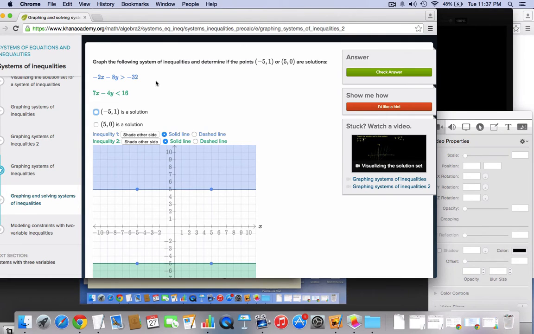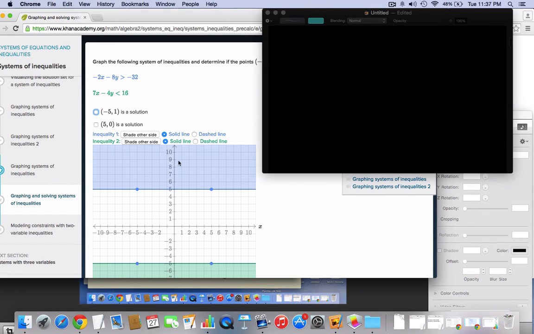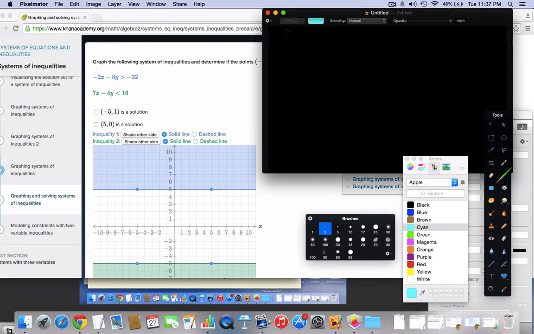So in the last example, we were given two inequalities that were already in slope-intercept form. So they were very easy to graph. We could easily find two points by finding the y-intercept and then using the slope to find a second point. However, these two inequalities are not in slope-intercept form. So there are several ways we could go about graphing them, but the easiest way is to just solve them so that they are in slope-intercept form. And in order to do that, we're going to solve for y.